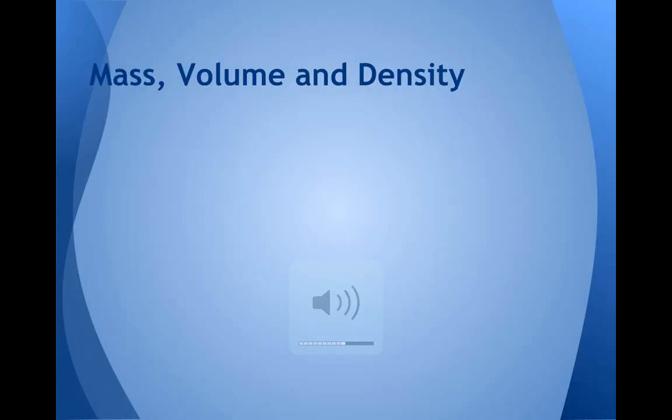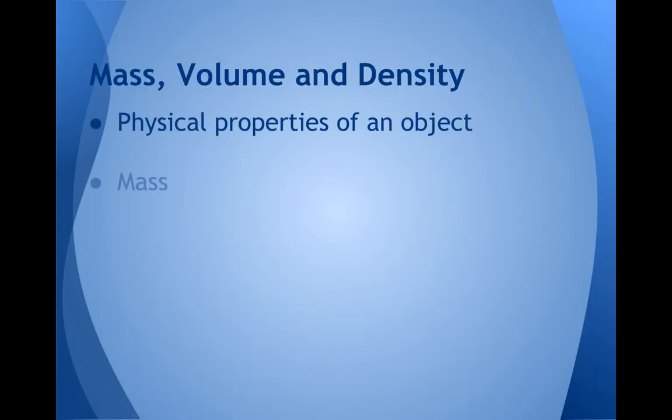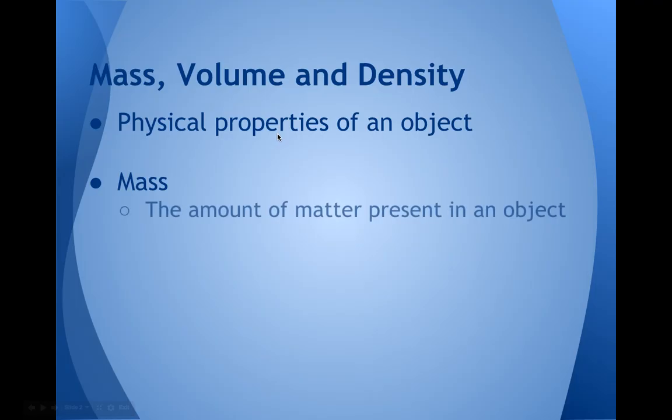Okay? So mass, volume, and density, these are physical properties of an object. Physical properties mean that it's a characteristic, that's what properties means, characteristic, that you can physically measure. Okay? Mass, specifically, is the amount of matter present in an object. Now this has to do with the amount of atoms that are found in it. Okay, so the more matter, the more atoms something has.